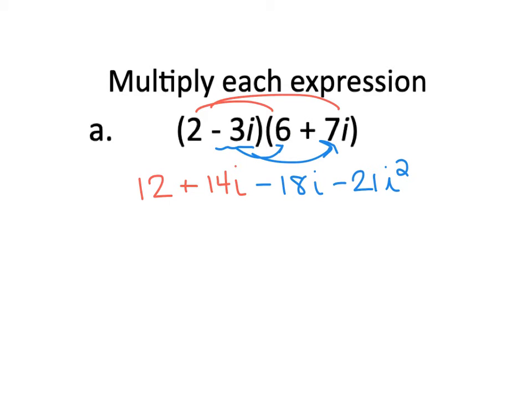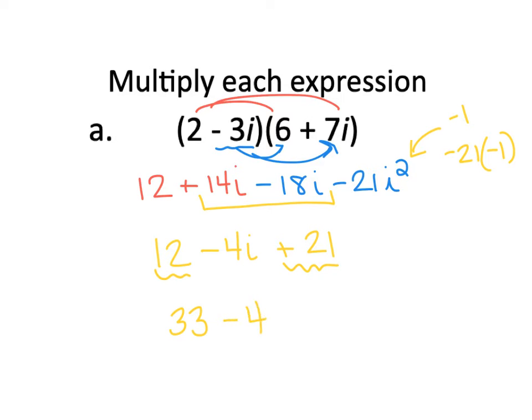Now, we have a couple things we need to do yet. First of all, you can think of these two here as like terms. So 14i minus 18i would be negative 4i. And this last term has an i squared, and you should know that i squared is equivalent to negative 1. So what I actually have here is negative 21 times negative 1, which will make this last term a positive 21. So then I still have a set of two real terms that can be combined to get 33 minus 4i as my complex number in the correct form.